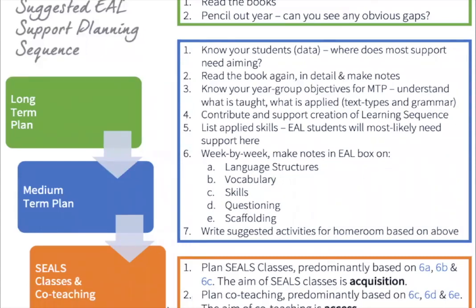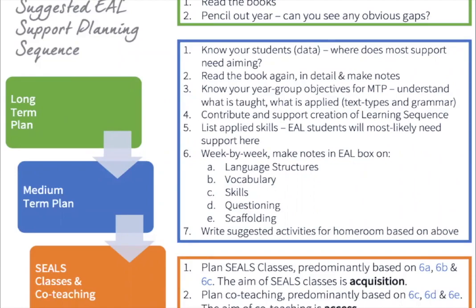Now, I wanted to go through this because it's important to see a model and then how it might have changed for our online situation. Before I go on, I just say plan SEALS classes. This term, we'll look at this in a bit. It stands for Specialist EAL Support, and it signals our EAL departmental lessons. We work on a push-in, pull-out model at BSG with a lot of co-teaching and also some pull-out lessons. So that's the kind of structure we go through for this.